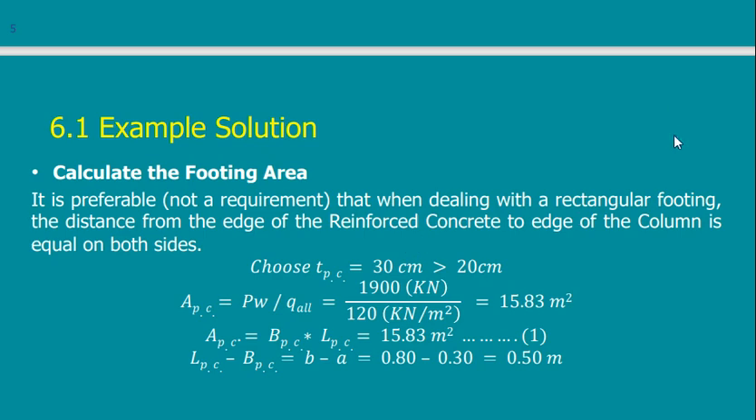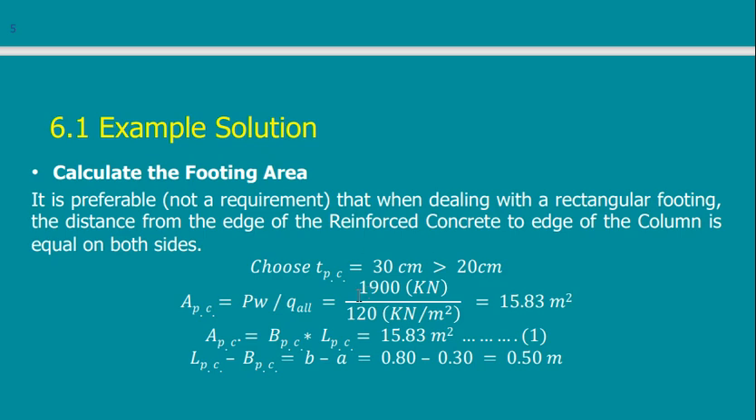So for the area, I divide the 1900, the working load, because I'm now a geotechnical engineer, by 120, which is the Q allowable of the soil. I get 15.83. 15.83 is the required area. Choose whatever you wish. You should get an area equal to or more than 15.83. Any such area will be okay.